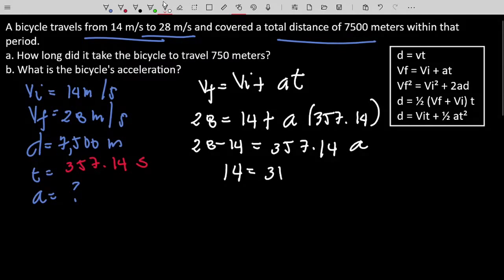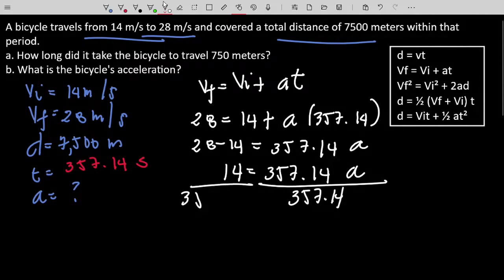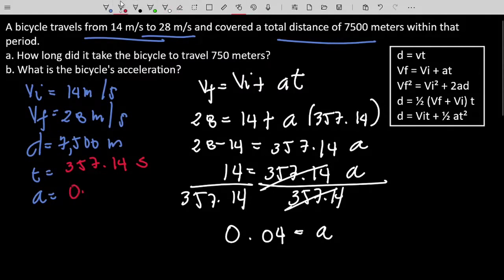Now 28 minus 14, then you should have the value of 14, of course. Then 357.14 multiplied by acceleration. Now again, we have to isolate your acceleration right here. So 357.14 and again 357.14. Now let's cancel this one. Now 14 divided by 357.14, then you should have the value of 0.04 is equal to acceleration. So therefore, our answer right here is actually equals to 0.04 meters per second squared.